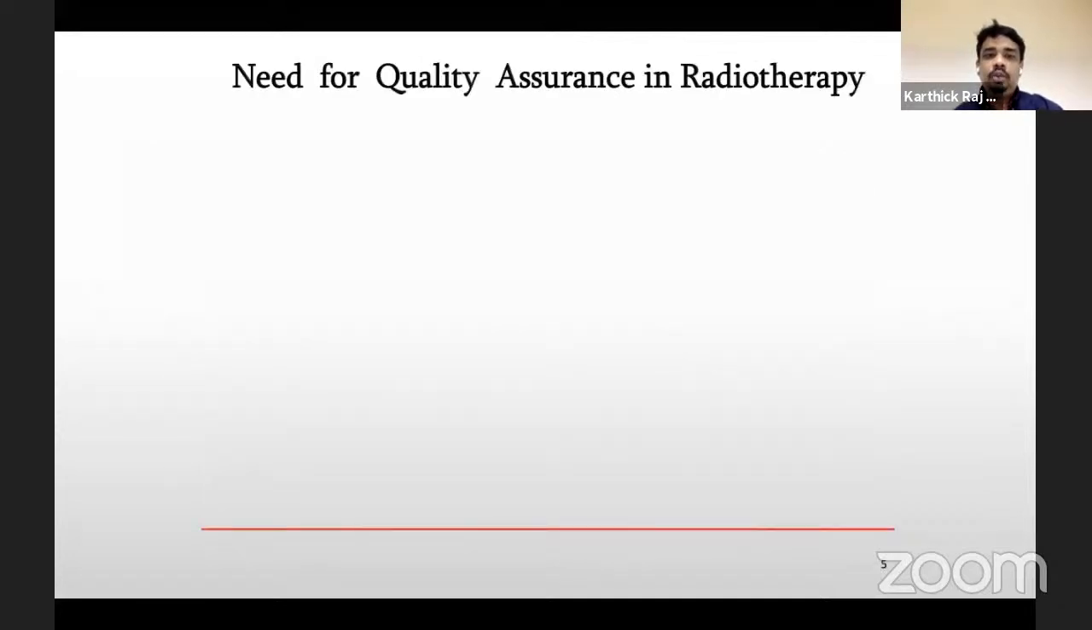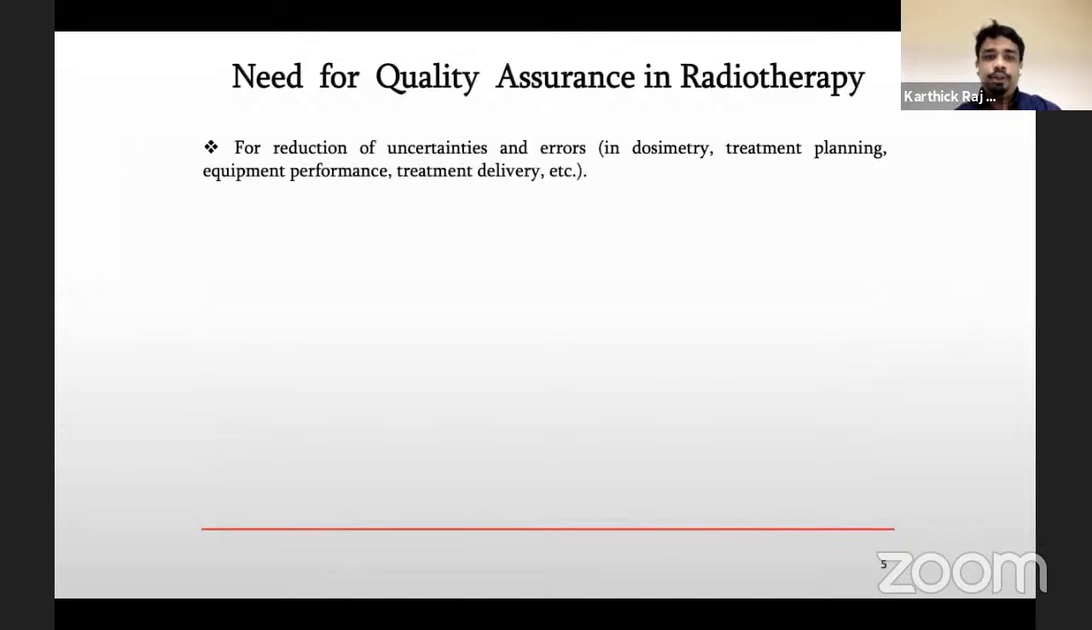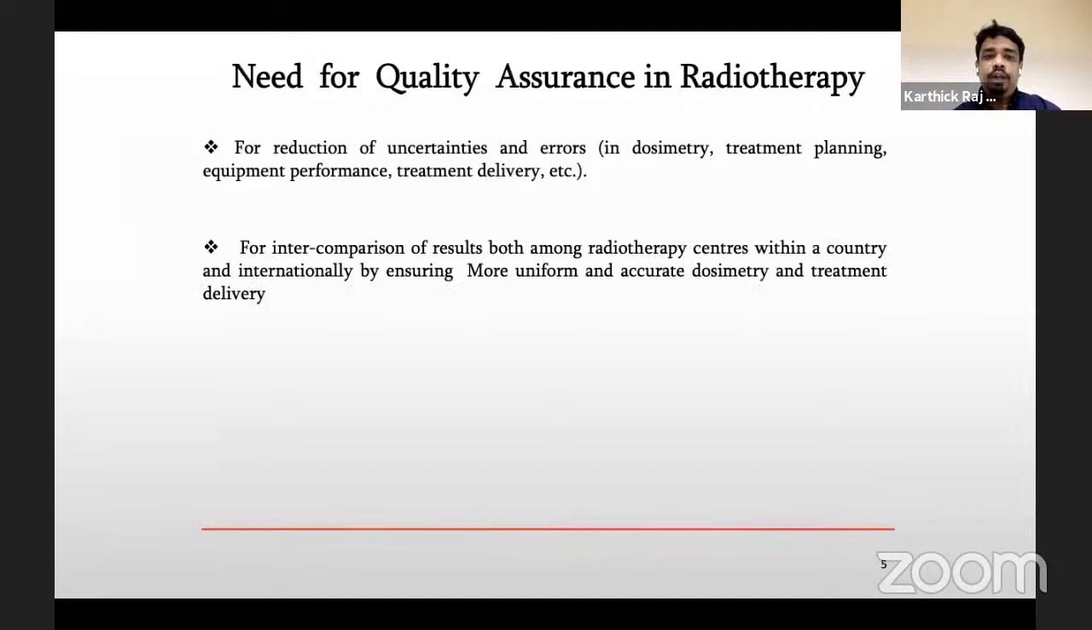Now, the need for quality assurance in radiotherapy: if you want to reduce uncertainties, you need to have proper quality assurance procedures in your radiotherapy department. And to intercompare results with your center locally, within the country, or internationally, you need to have a more uniform and accurate dosimetry system and delivery system. That's where quality assurance, acceptance and everything comes into the picture, because we need to treat uniformly.